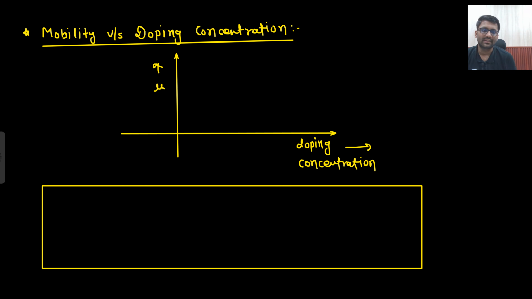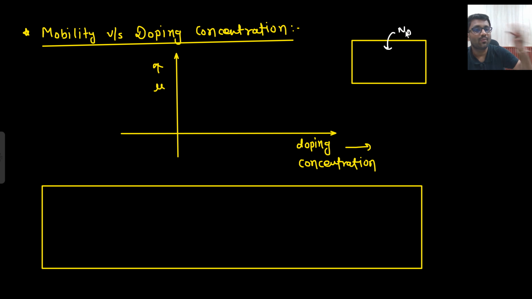Now, mobility versus doping concentration. So this was our n-type semiconductor. Now what we are doing is we will keep on increasing the doping. Let's understand with the example of an n-type semiconductor. More and more impurity we are putting. If we put more and more impurity, what will happen? More and more positive charge will come, and that means impurity scattering will increase. Also, a lot of atoms will come. Like if I am putting Nd, that means I am putting more atoms. If more atoms are coming, phonon scattering will also increase.